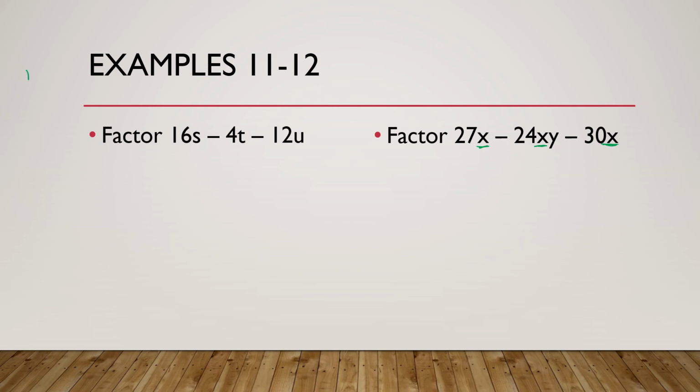So our factors of 16 would be 1 times 16, 2 times 8, and 4 times 4. Our factors of 4 would be 1 and 4, and 2 times 2. And then our factors of 12 would be 1 and 12, 2 and 6, and 3 and 4. So the greatest one that they have in common appears to be 4 again.